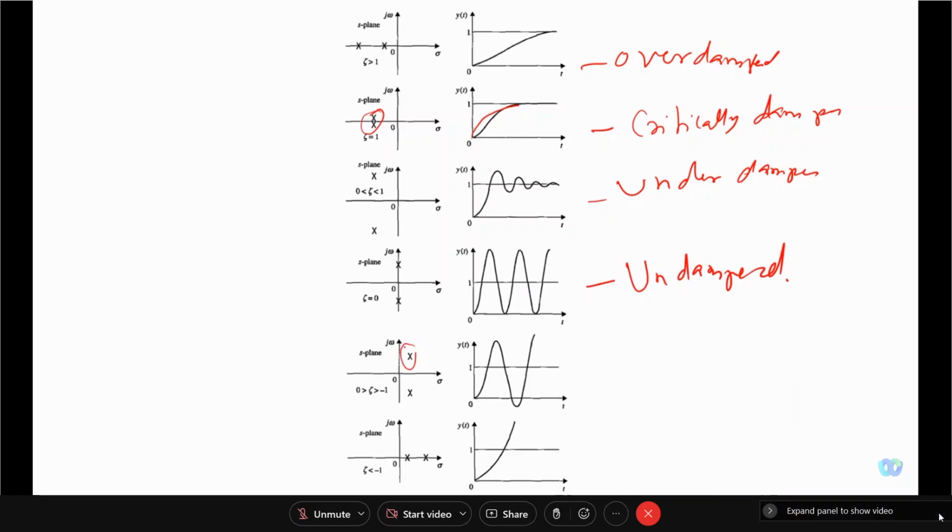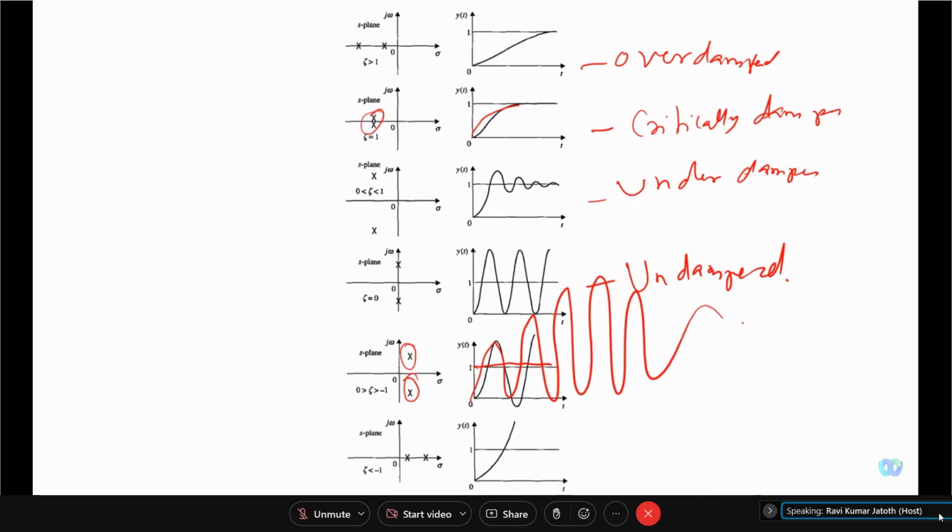And this is the case where the root lies on the right half of the S plane. If you give a unit step input, you will get an exponentially increasing output. For finite input we should get finite output, but it is infinite output. The system is not stable. A simple example: g of s is equal to 1 by s minus 6. Let us take this as a transfer function, C of s by R of s is equal to 1 by s minus 6.